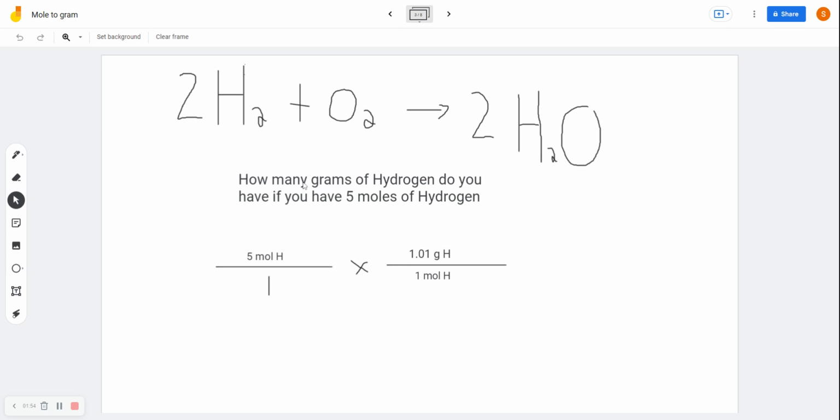Okay. How many grams of hydrogen do you have if you have 5 moles of hydrogen? Just take 5 moles here, and then we know that if we go to the periodic table, it's going to tell us that 1 mole of hydrogen has a molar mass of 1.01 grams of hydrogen. So what would we do? We would cancel these out, multiply across, divide by the bottom, which is just 1. So we have 5.05 grams of hydrogen.